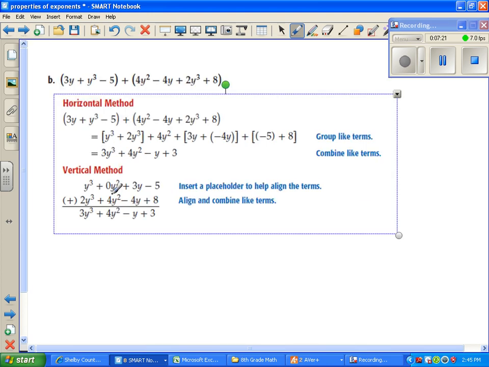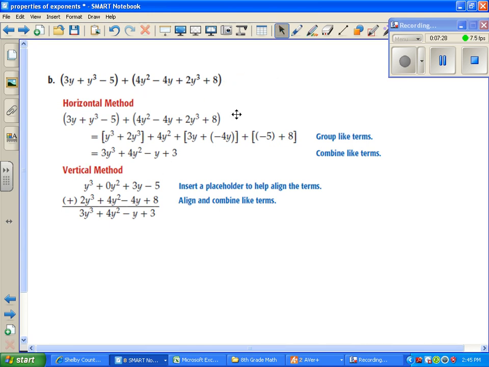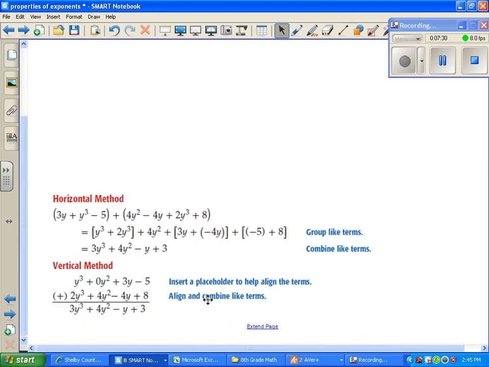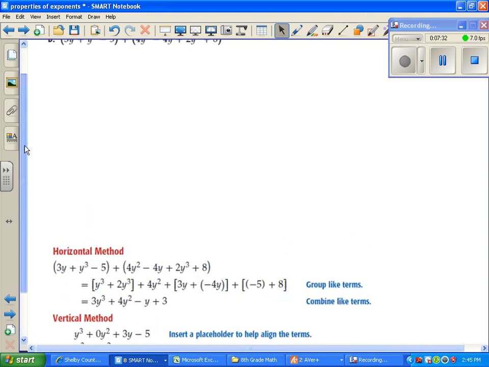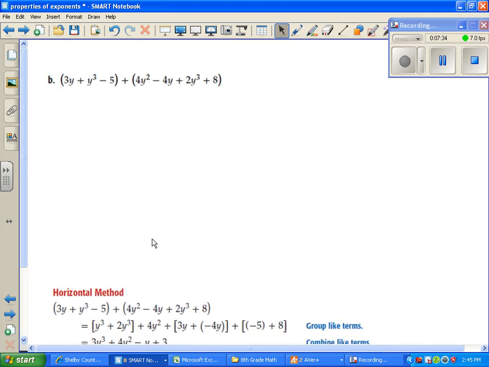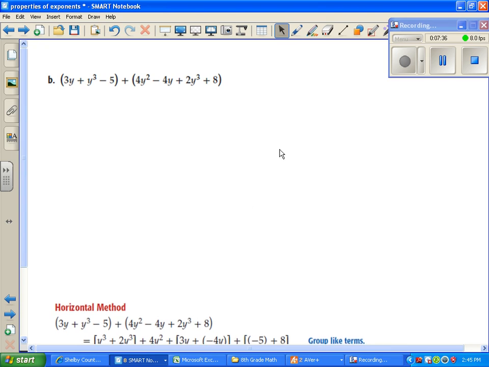Okay, then here's another addition one. They just show you again the horizontal method versus the vertical method. Let's do something. Let's try this one. I'm going to pull this down so that you can't see it. And let's try it. You pick which method you want to use, but we're going to find the sum of these two polynomials. You can just use it on a piece of scrap paper, it's fine.